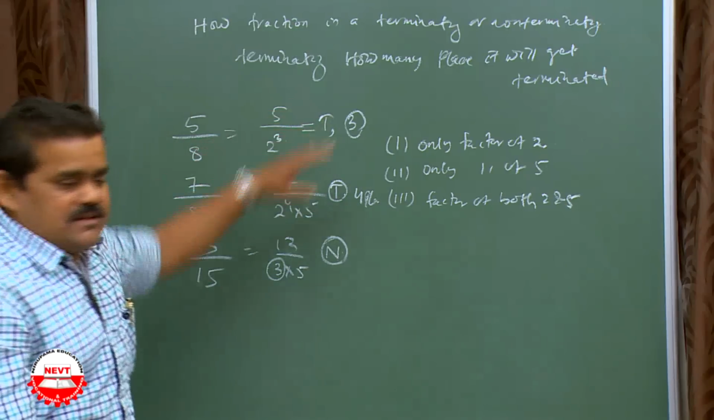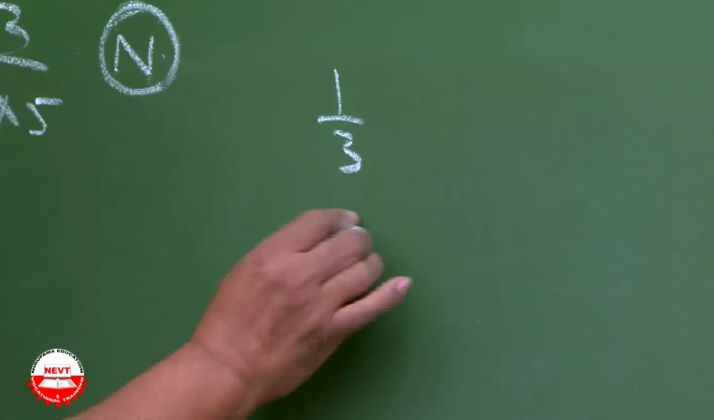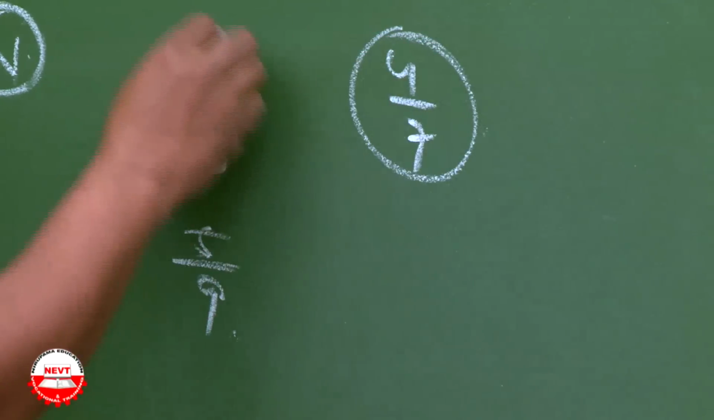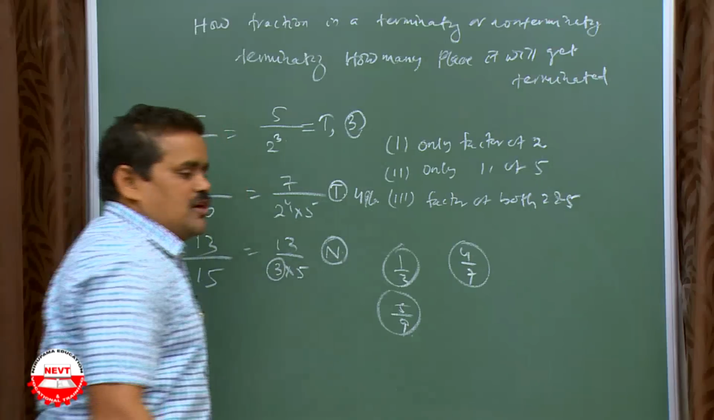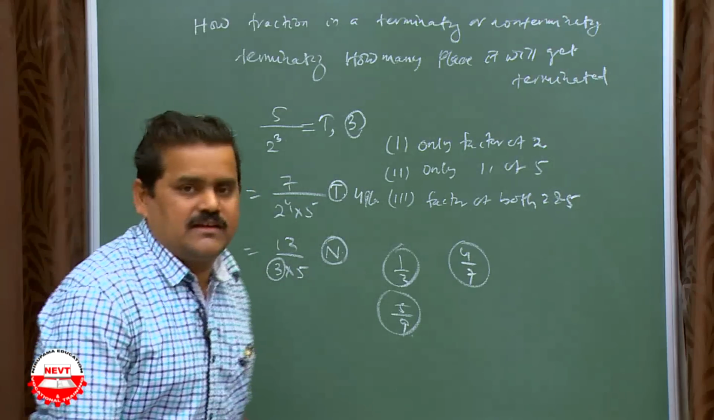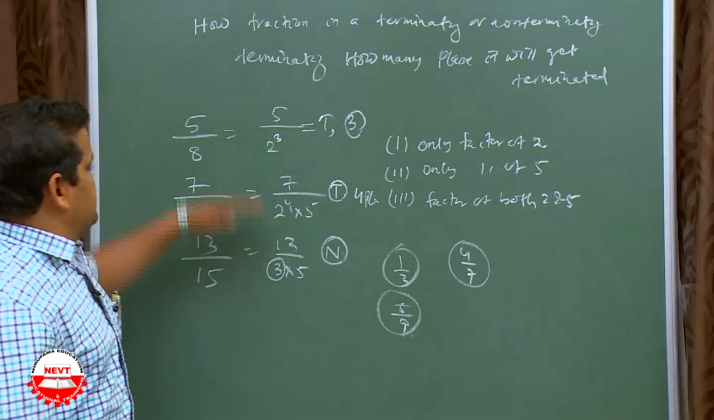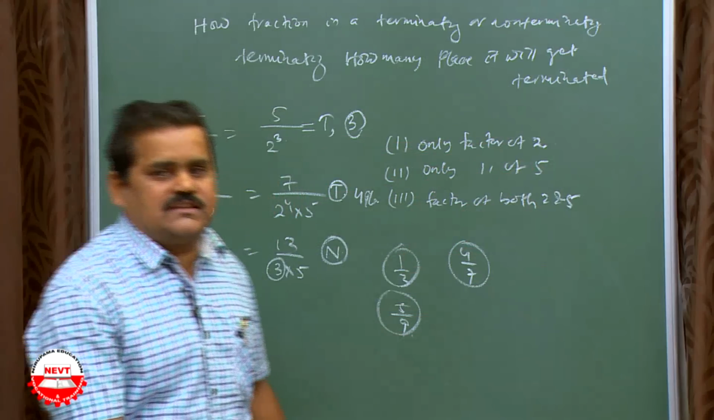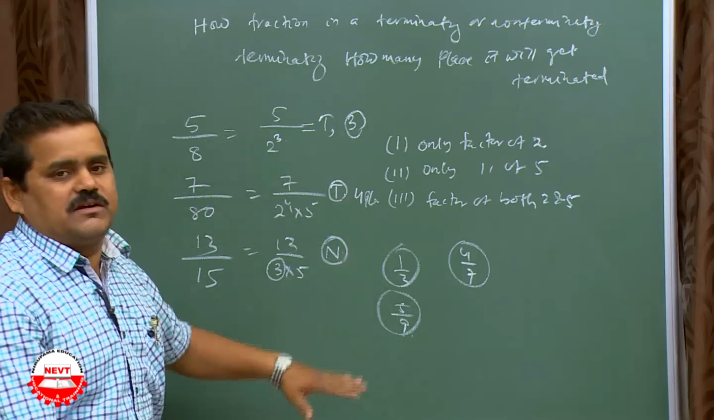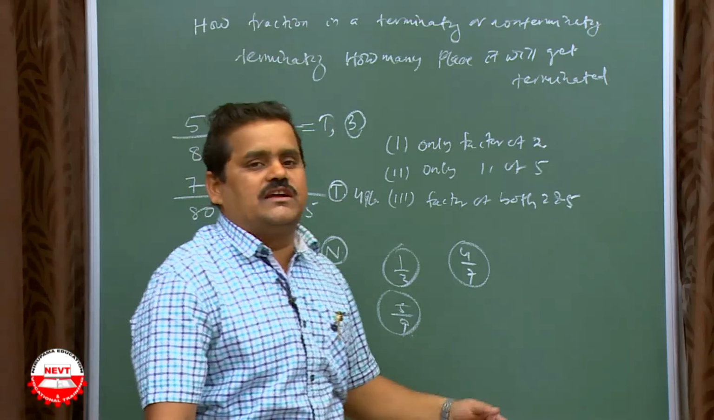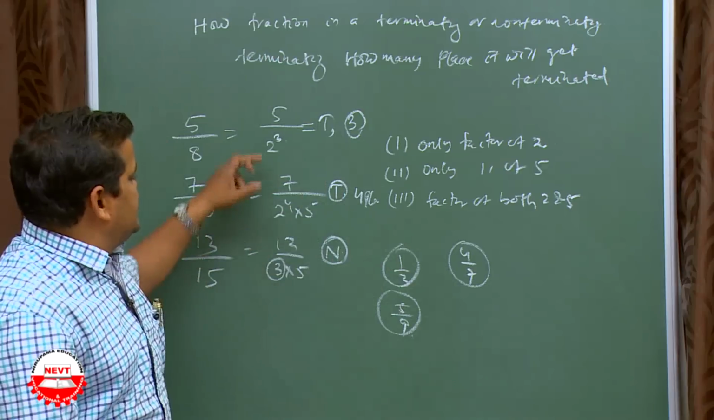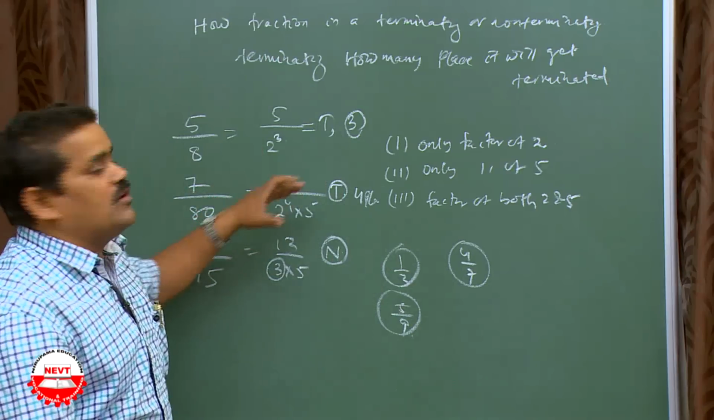Previously I checked 1 by 3, let us say 5 by 9 or 4 by 7, these are all non-terminating but recurring decimals. If the denominator is only a factor of 2 or 5 or both, in that case they are terminating decimals. And how many places will they terminate after? You can easily check it from the highest exponent of either 2 or 5.